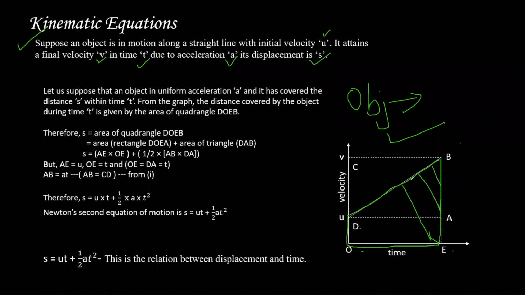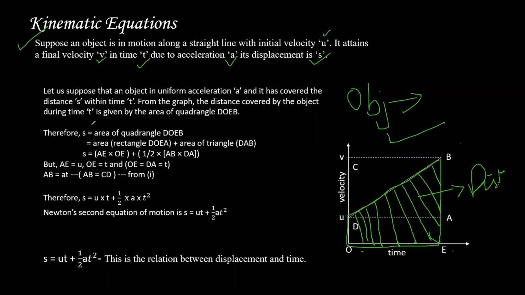The area inside the velocity-time graph is always the distance. And why is it so? It's actually a very big derivation which I'll tell you when I have time. But for now, keep this in mind: the area of velocity into time is the distance. So this is the distance covered.